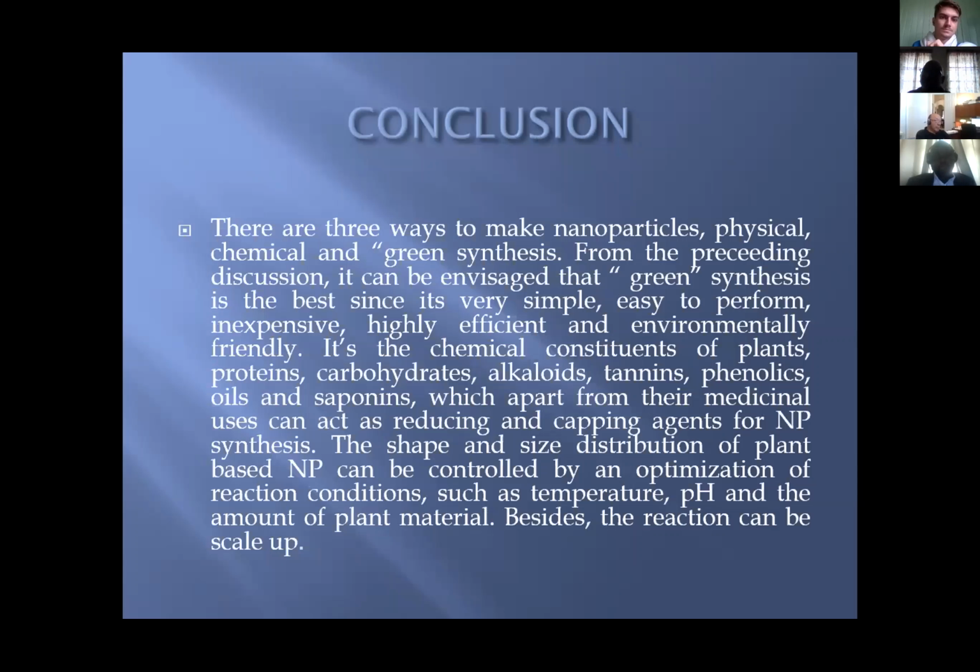So there is a need to intensify research on plant-based nanoparticles, and I'm sure that scientists will find some very useful results. They will make some very useful discovery.